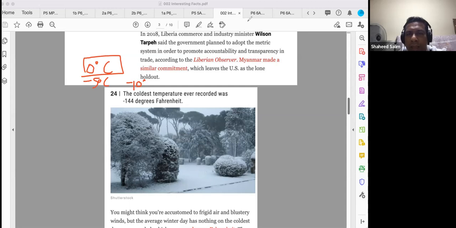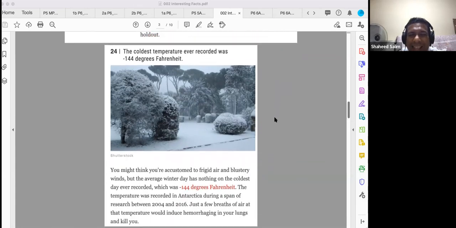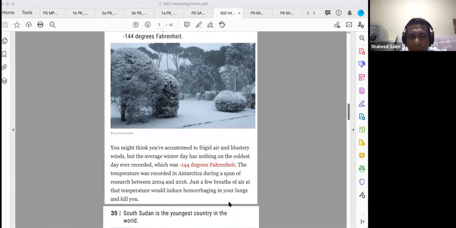So in the US, or I do not know where this place is, one time the temperature outside was minus 97 degrees. Where is this? I think, in Antarctica, in the South Pole. So this is what they say: a few breaths of air could cause your brain to hemorrhage and your lungs to hemorrhage, and it can kill you.